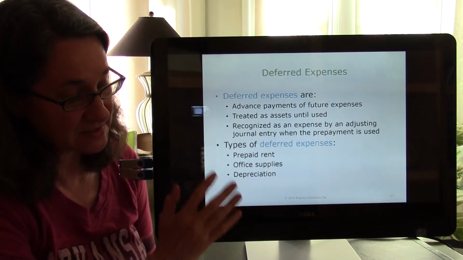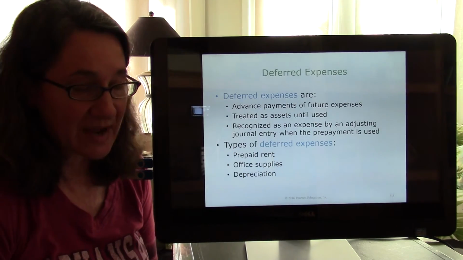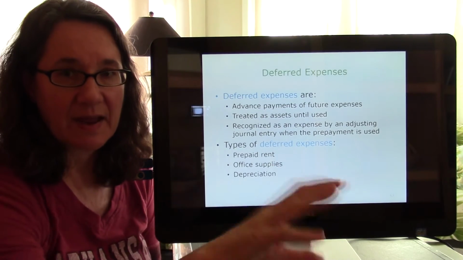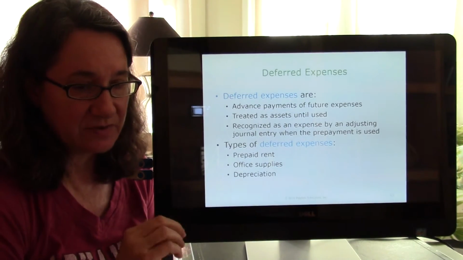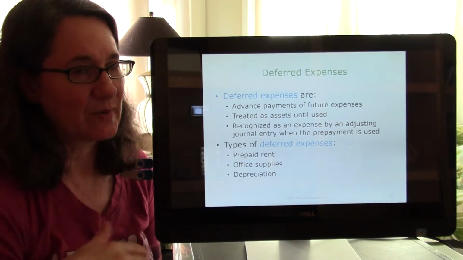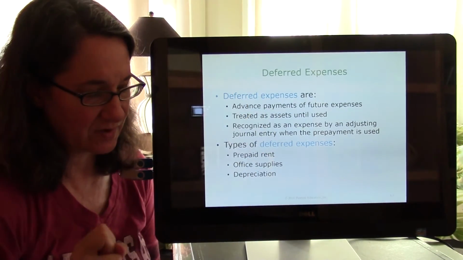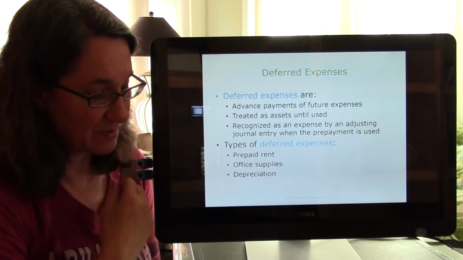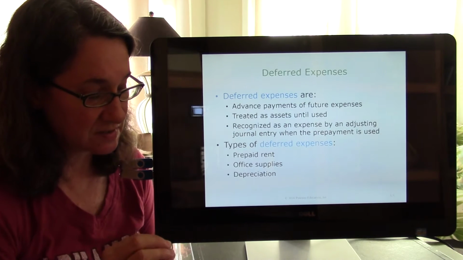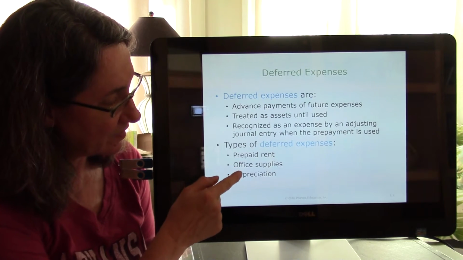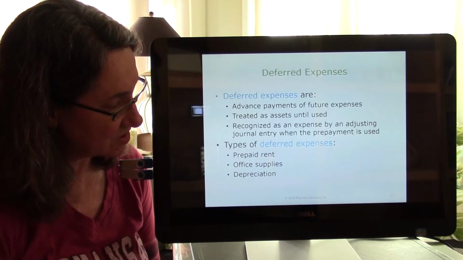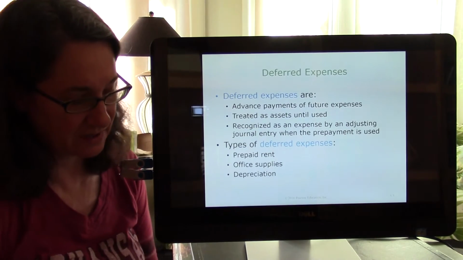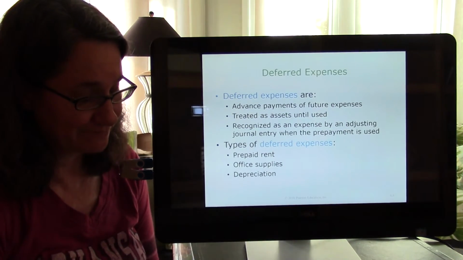So in a deferred expense, some cash got paid up front by your company. Your company knows it's going to owe rent, so they pay that up front. Your company knows they're going to have to pay some insurance, so they pay several months up front. So these are very common. It happens all the time. Typical deferred expenses are prepaid rent, office supplies, and depreciation, although depreciation doesn't involve cash, so keep that in the back of your head.